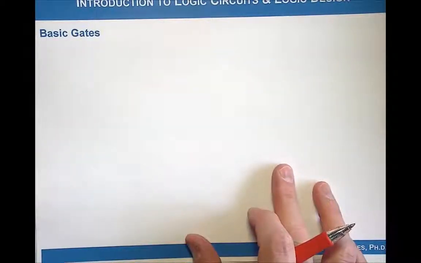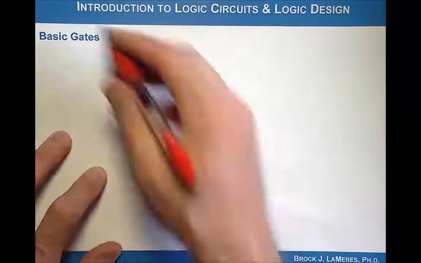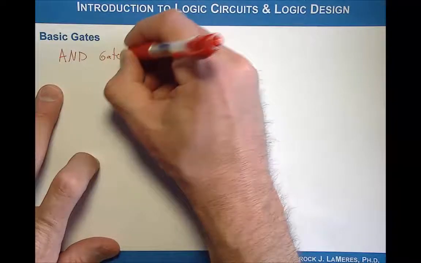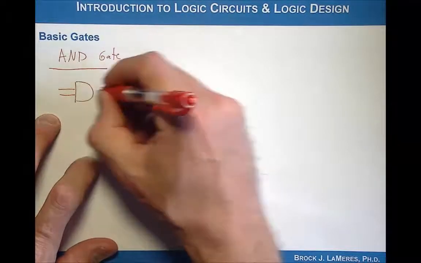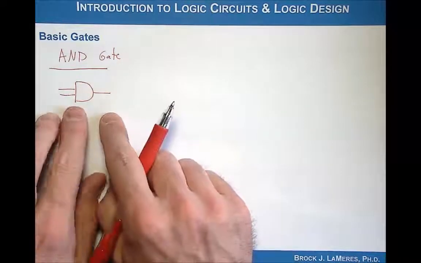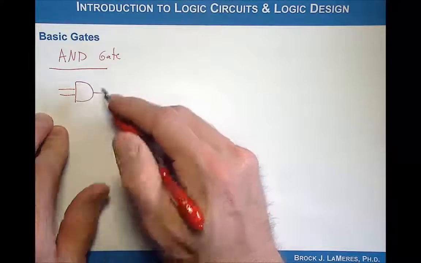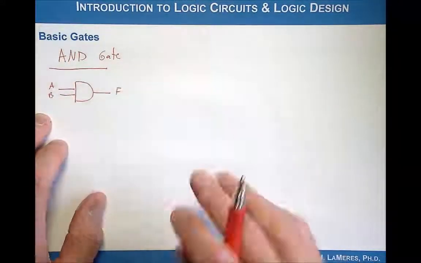Okay, so let's take a look at what an AND gate is. The symbol for that is going to be two inputs. We'll start with the two input AND gate, and it's going to be a symbol that looks like that. On the left, it's a straight line, and on the right, it's a curved line. We'll call the input variables A and B, and we'll call the output F.